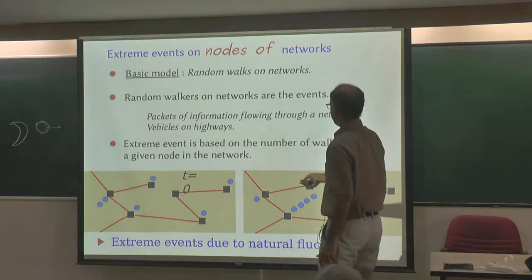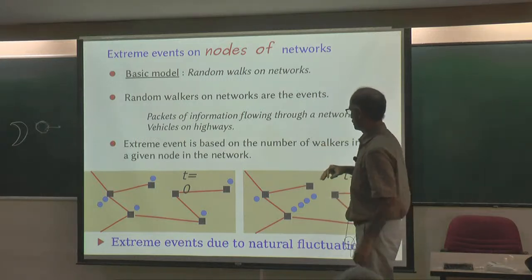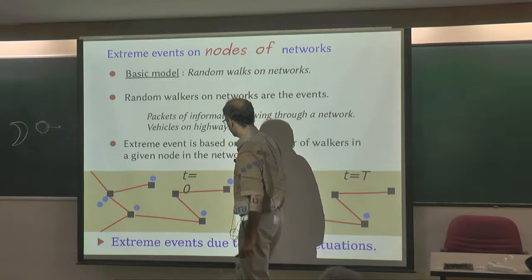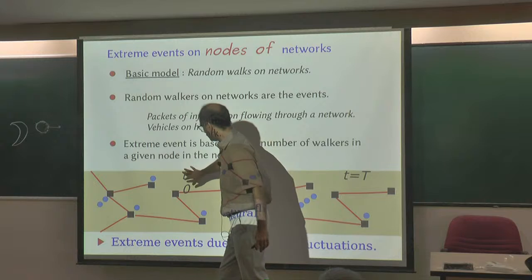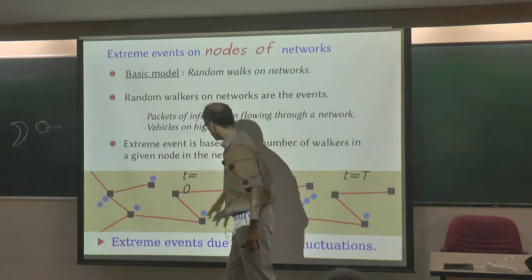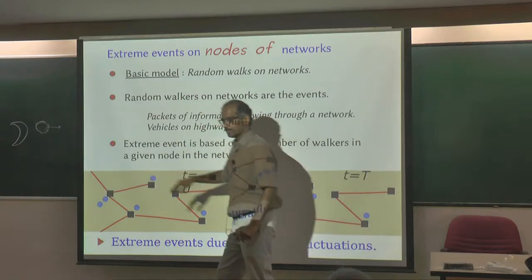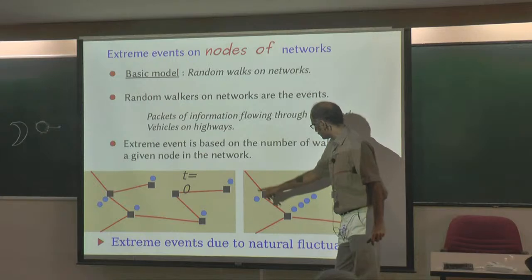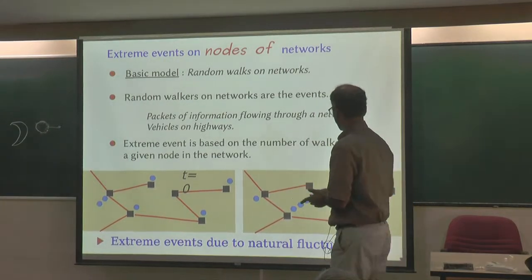An extreme event is based on the number of walkers in a given node on the network. So for example, let's say at some time t equal to 0, this is a small snapshot of a network, and there are these blue circles which are your walkers. And at some other time, suddenly 4 of those walkers find themselves on the same node. That would be an extreme event, possibly.